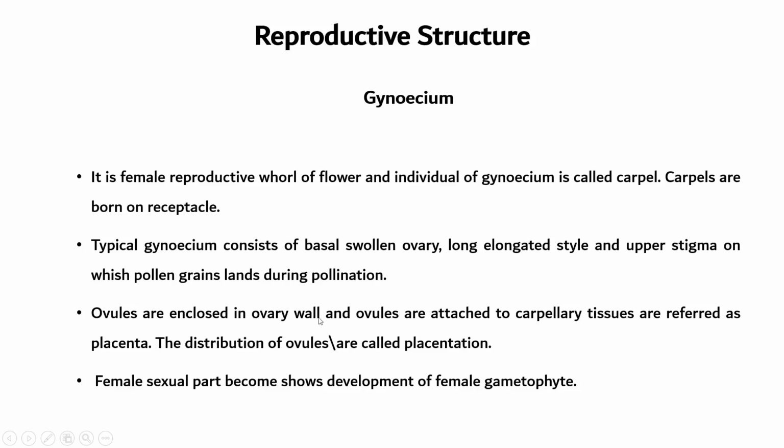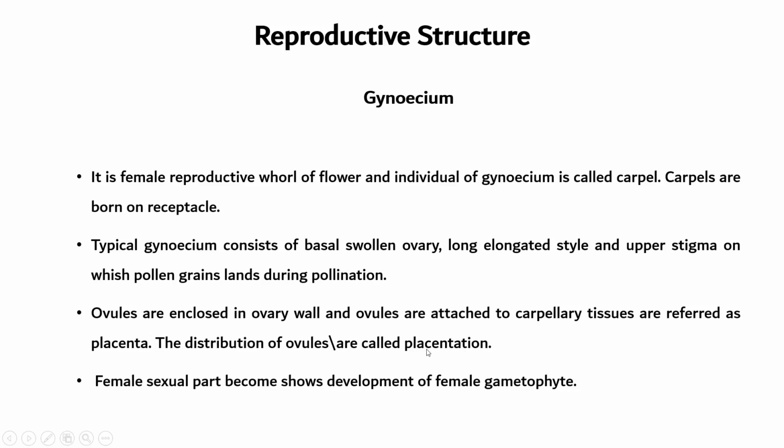Ovules are enclosed in the ovary wall. This is the characteristic feature of angiosperms. In gymnosperms, for example, ovules are open or naked. Ovules are attached to carpellary tissue. That carpellary tissue is called placenta. Placenta is nothing but the fertile part of the ovary or carpels. And the distribution of ovules is called placentation.